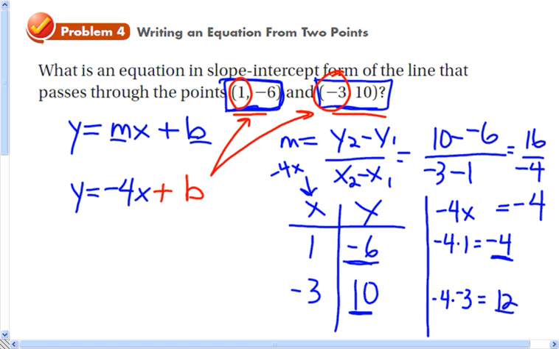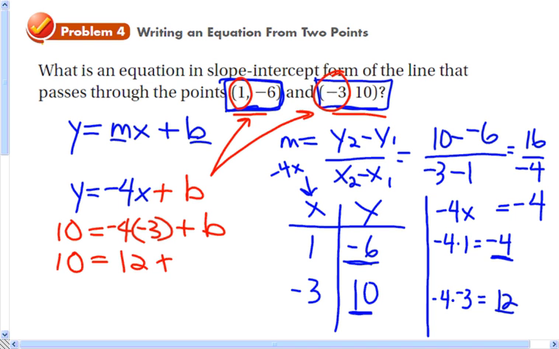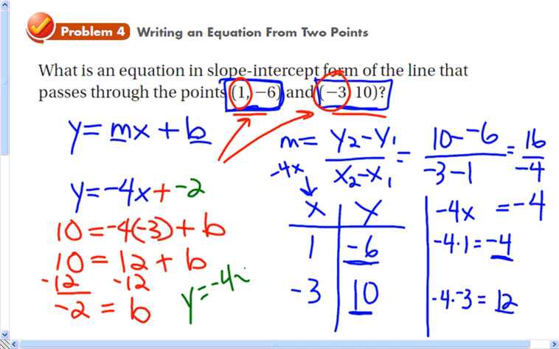So if I substitute one of those x values in here, and I'm going to take negative 3 and substitute, and then I add my y-intercept, that has to equal the y value, which is 10. So 10 has to equal 12 plus b. So if I subtract 12 from both sides, I get negative 2 is equal to b. And so I can finish my equation and put negative 2 for my b. And just to simplify that a little, I can write it as y equals negative 4x minus 2.